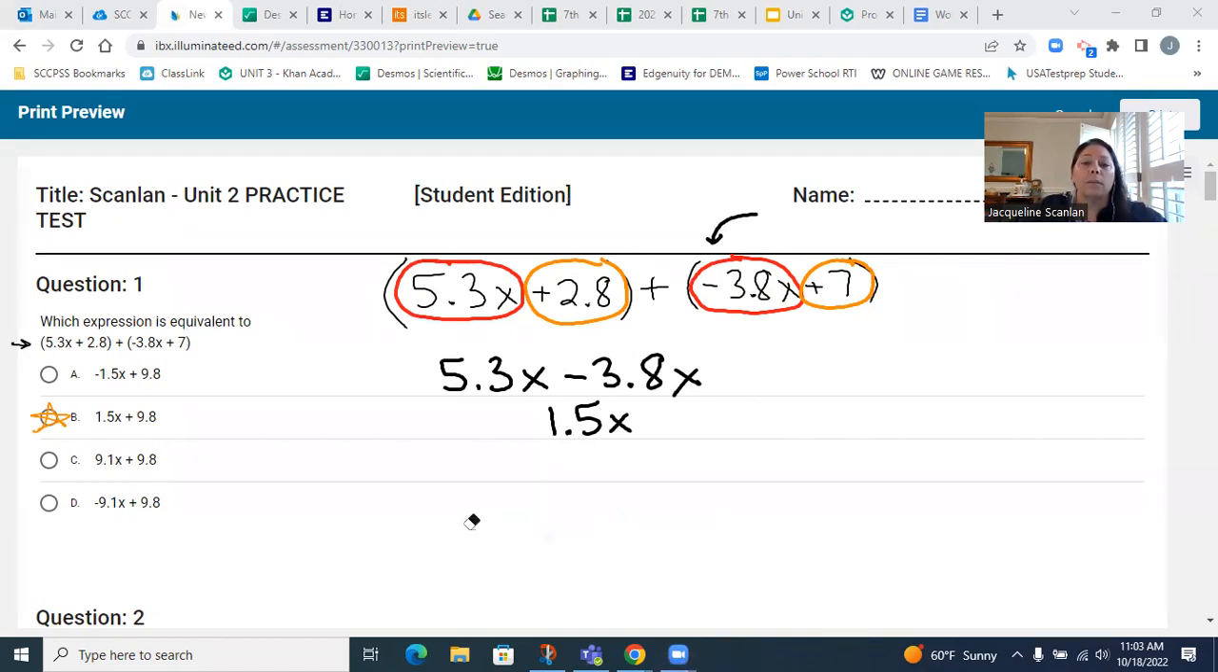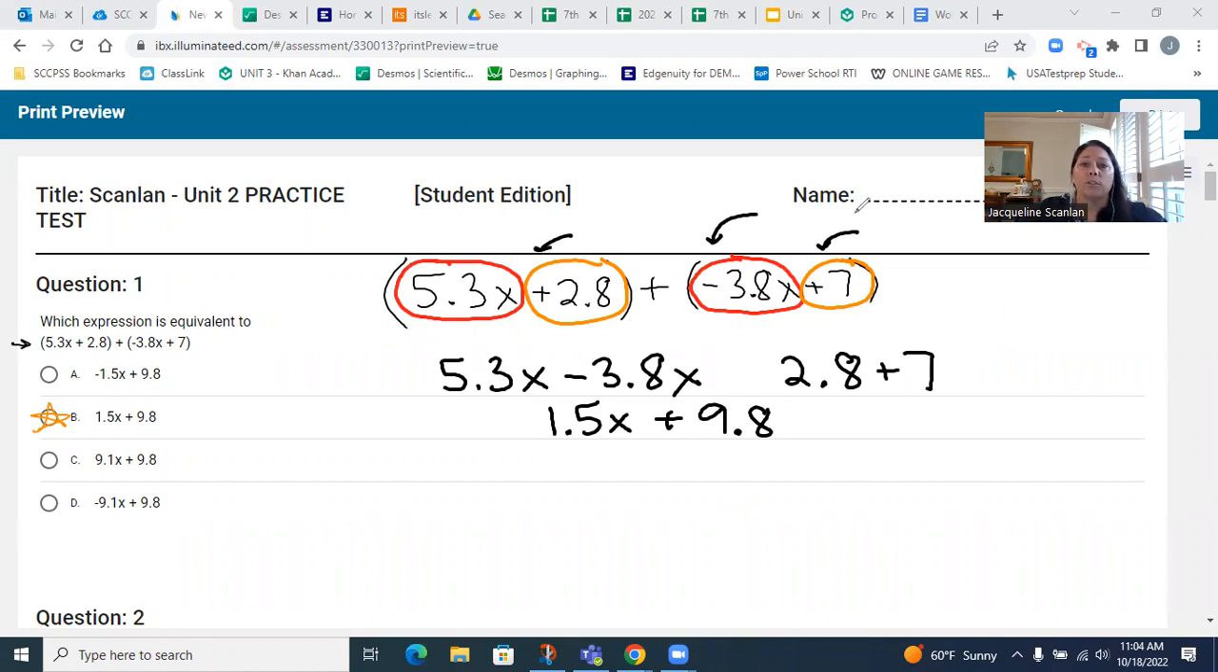And then I could combine my numbers that are in orange together. And so I would do 2.8 plus 7. Again, the 2.8 is a positive and the 7 is a positive, so I just add them together. And that would give me my 9.8. And because it's a positive, a plus sign goes in between the two. Right? Either way, you're going to get the same answer. Again, guys, using Desmos is super important if your integers are weak.